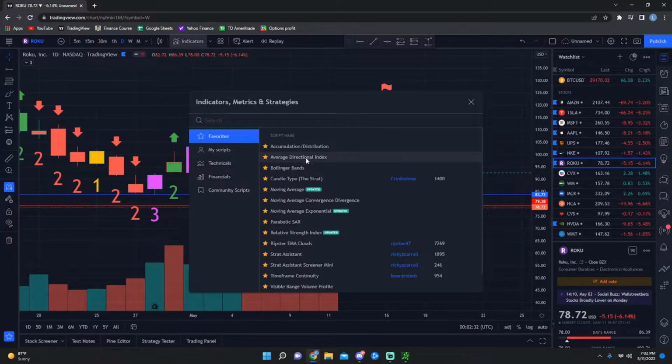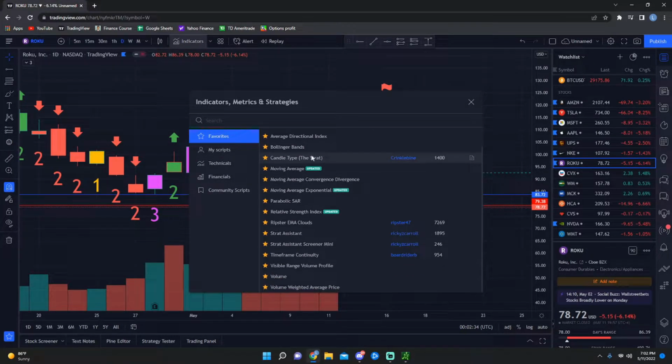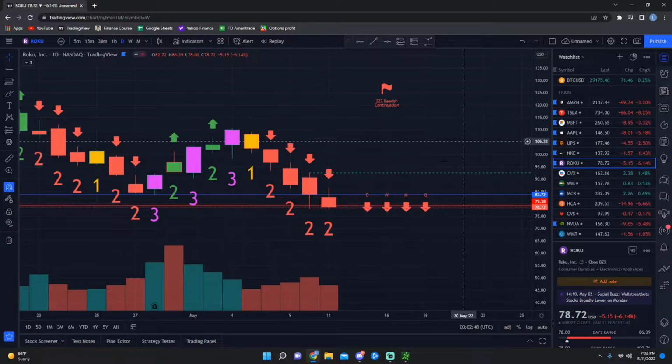I'm going to show my indicator real quick. I know I get some questions on that. Here's one. This is not the one I use. Here's another. The one I use is actually this one, Strat Assistant by Rick Carroll, and that's how it tells me the time frames. They're all red on Roku here, which is why I played puts on Roku.